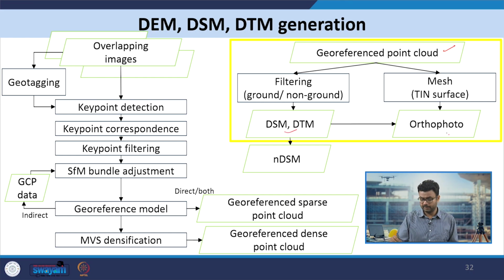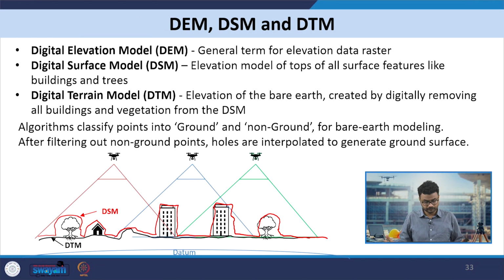surface model and orthophoto. So from the georeferenced point cloud, first of all we perform filtering. We filter out which are the ground points and which are the non-ground points. So these are the ground points, and points above are non-ground points. So we identify that. Once we are able to identify that, we remove all the non-ground points and then interpolate whatever hole is left behind, and that leads to a digital terrain model.